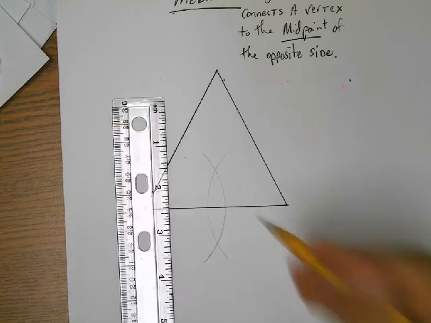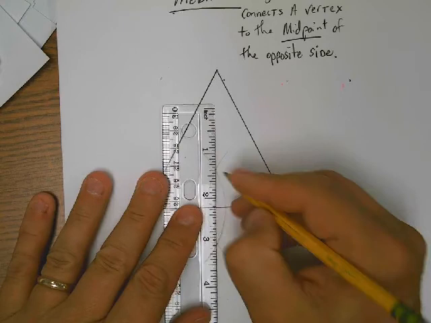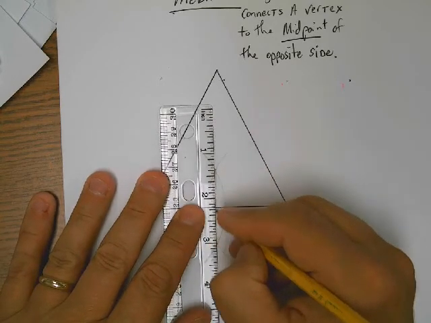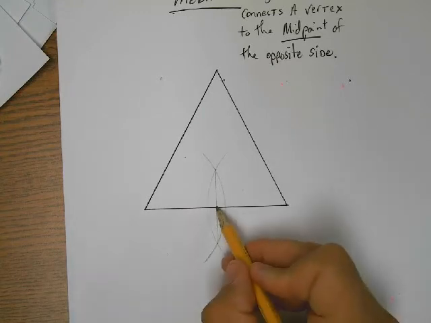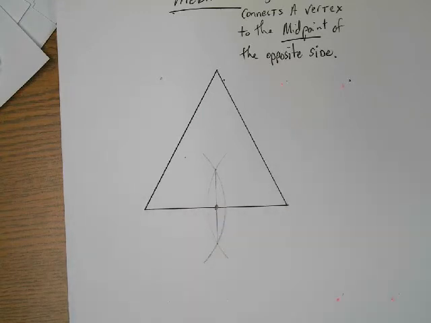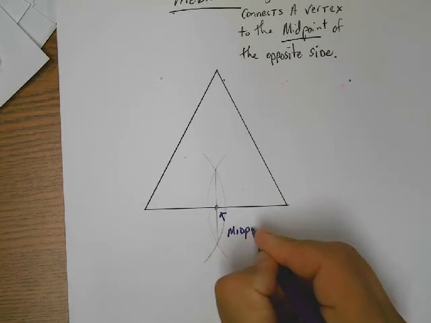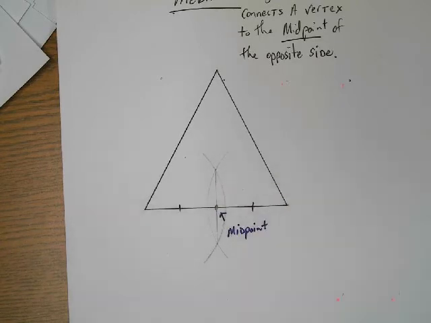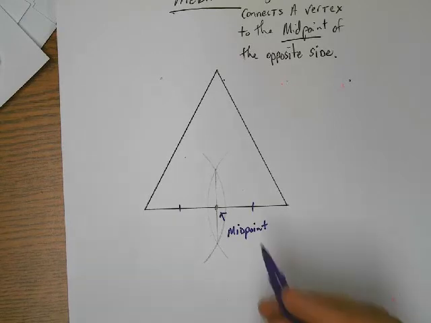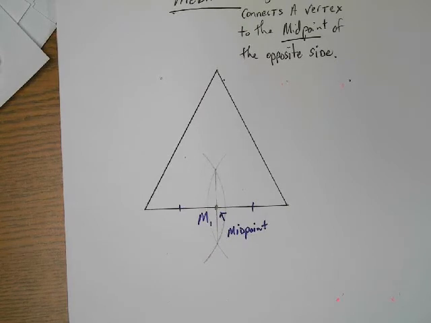I'm going to give myself a dot there and a dot here, and I'm going to use a straight edge to connect. And that is the perpendicular bisector. But more importantly for today's construction, that's the midpoint, which means it bisects the side into two equal parts. So we're going to label that as M1. Have I done anything yet to draw in the median? No. I've just found the midpoint.